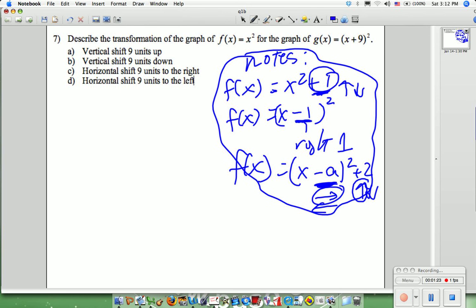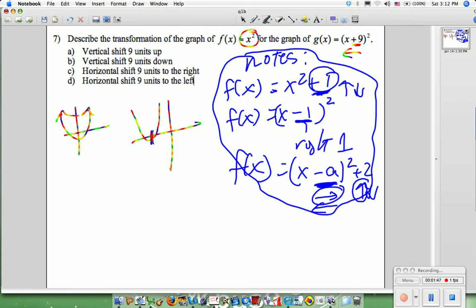So let's see what we're going to do with the answer. If you look at it, you should be able to do all the work by yourself. We started off with f of x equals x squared. Now the other part, see x plus 9, because it's inside, that means you're going to have to move left 9 times. So therefore, the new graph is going to be x moving to the left 9 times.